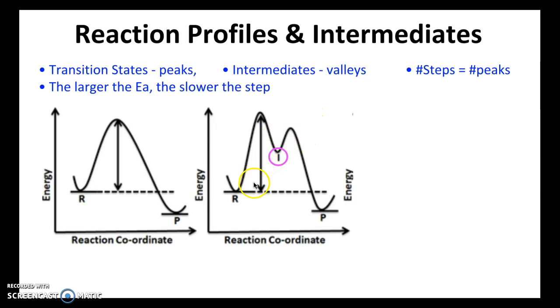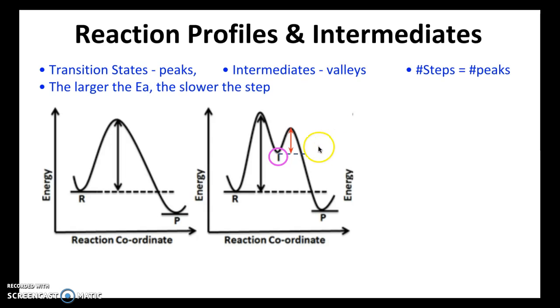Now, we know to measure the activation energy when we go from reactant to our first transition state, it's just that energy from the reactant to the top of the peak there. But what about for the second step? Do we measure the activation energy from the reactant to the top of that peak or from the intermediate to the top of the peak? It turns out it's from the intermediate to the top of the peak.